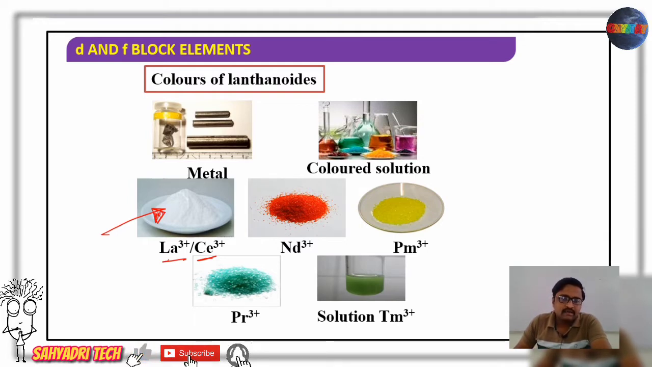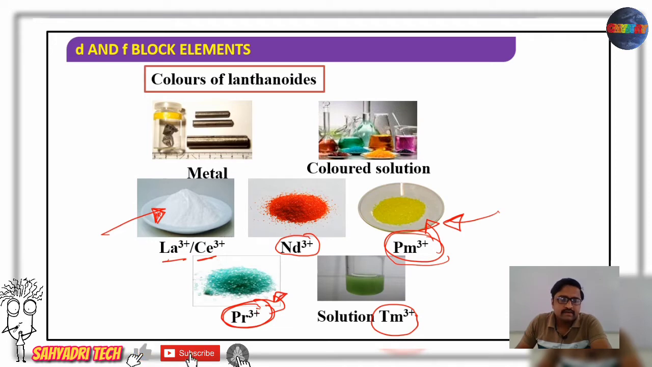On the other hand, if I consider neodymium, promethium, praseodymium and solutions of thulium, they show colored nature. Neodymium 3 plus is purple in color, promethium 3 plus is golden yellow, praseodymium 3 plus is blue, and a solution of thulium is light green. So lanthanides also exhibit color.